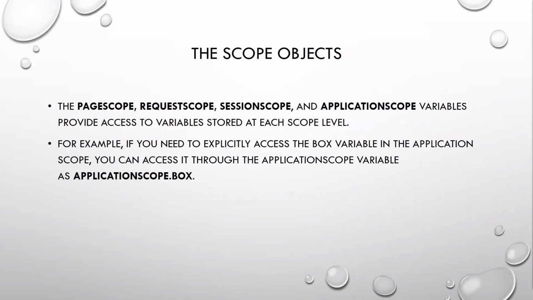The scope objects. The pageScope, requestScope, sessionScope, and applicationScope variables provide access to variables stored at each scope level. For example, if you need to explicitly access the box variable in the application scope, you can access it through the applicationScope variable as applicationScope.box.